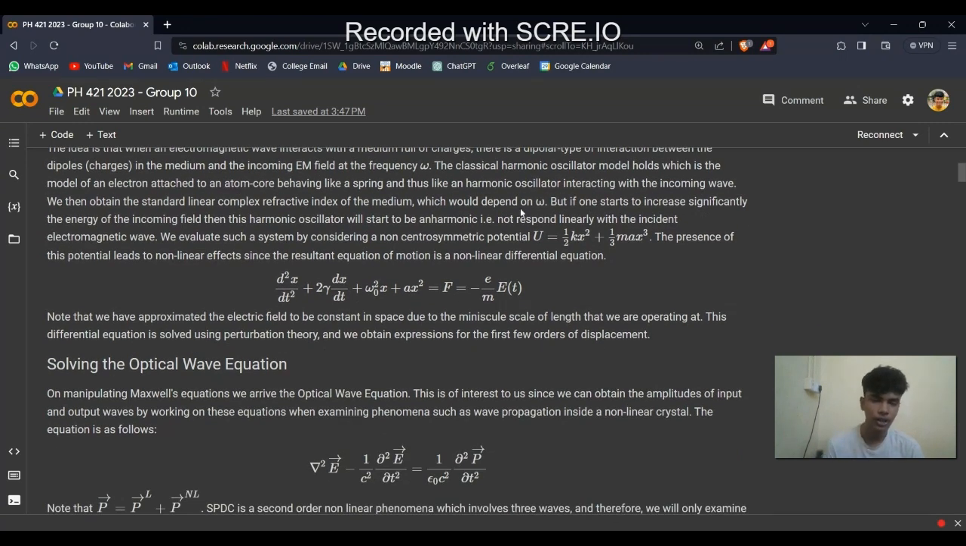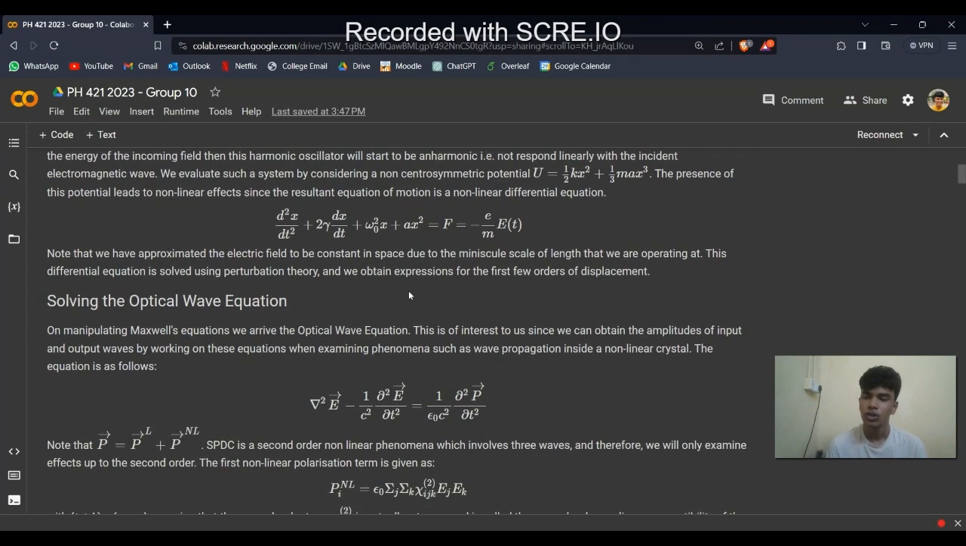To achieve nonlinear effects, we consider a centrosymmetric potential, which is U equal to half kx squared plus 1/3 max cubed. When we plug this back into the equation of motion, we can see that we have an extra ax squared term, which basically causes the equation to go from linear to nonlinear. This gives rise to all sorts of new interesting effects that lead to the changes that I was mentioning earlier.